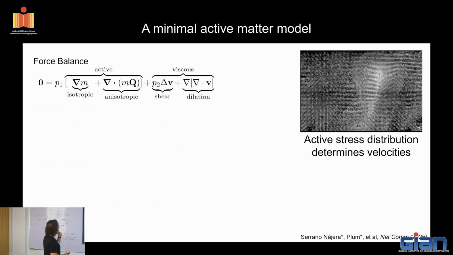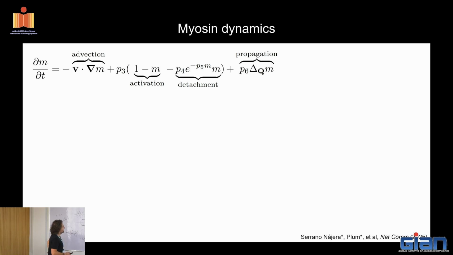So now what do we need to close this system? This is basically two equations, because it's a force balance and V is two-dimensional. Therefore, we need an equation for M and an equation for Q, the nematic tensor. So now we have to build these two equations. One is the equation for the myosin dynamic. Myosin is now the fraction of activated myosin.